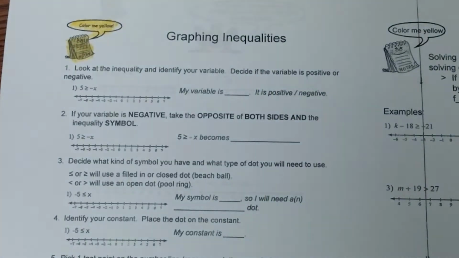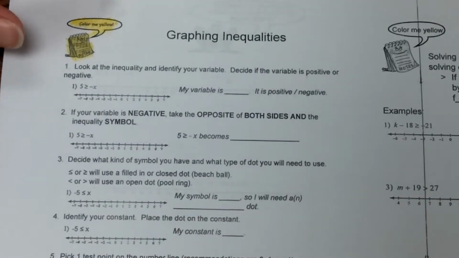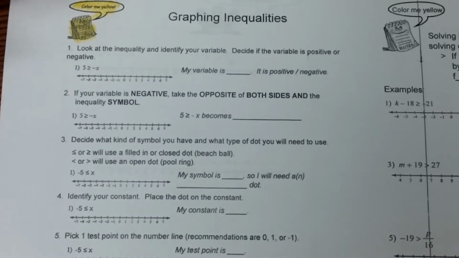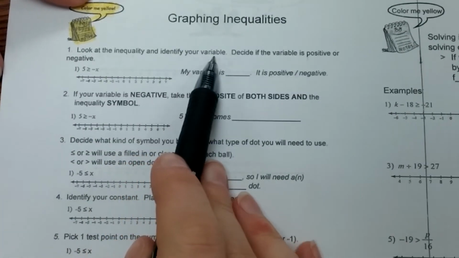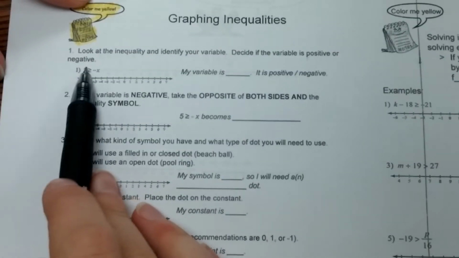All right, number 1. So we're going to talk first about graphing inequalities. This should be a review for you, but we're still going to go through it anyways. All right, so graphing inequalities. Look at the inequality and identify your variable. Decide if the variable is positive or negative.